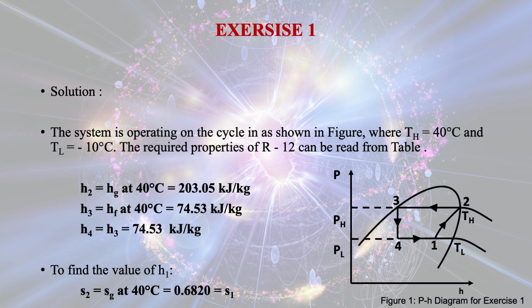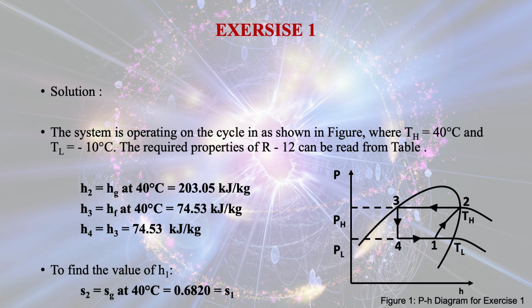So in this case, the value of H2 that is on the saturated vapor line we can get from the table, that is equivalent to Hg, that is enthalpy at the saturated vapor line corresponding to the temperature of 40 degrees centigrade. From the table, you can get this value of H2 is equal to 203.05 kilojoule per kg.